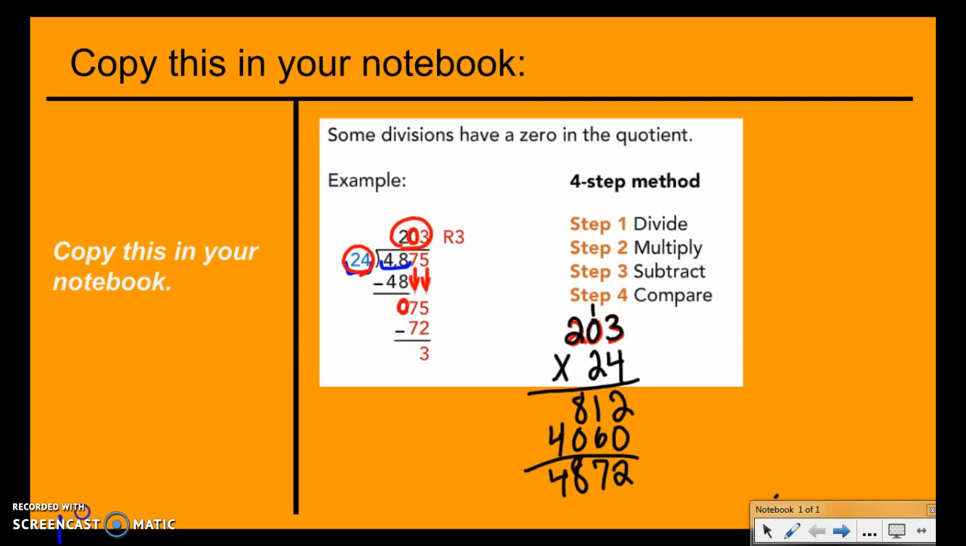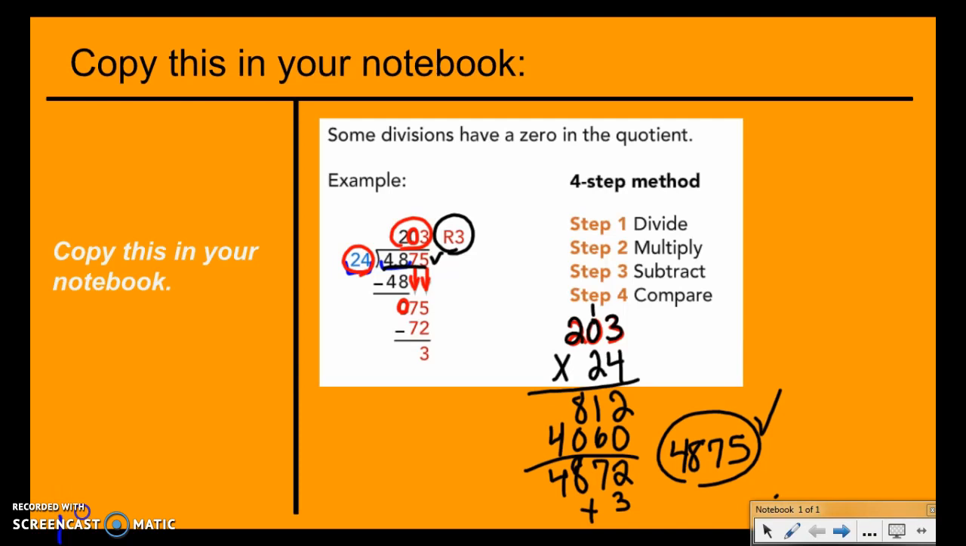now this is not what we started out with. We started out with 4,875. At this point we have 4,872. But don't forget we had a remainder. And you're going to add your remainder to your answer. So 4,875 is the answer for this part. Is that what we started with? Yes, it is. So this is how you know that you did the work correctly.